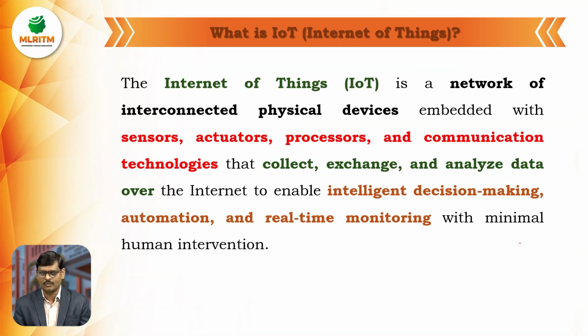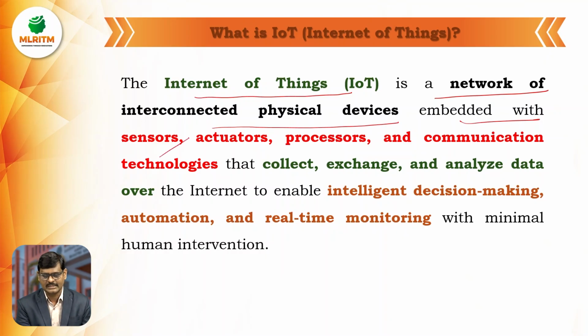So in general, what is it? Internet of Things, IoT, is a network of interconnected physical devices embedded with sensors, actuators, processors, and communication technologies that collect, exchange, and analyze data over the internet, enabling intelligent decision making, automation, and real-time monitoring with minimal human interaction.